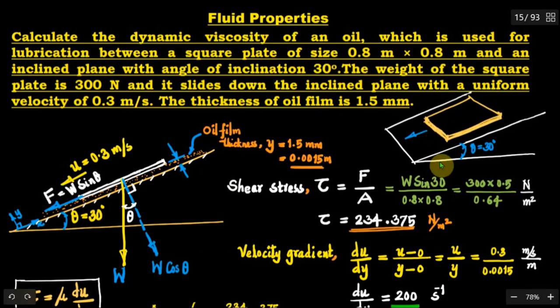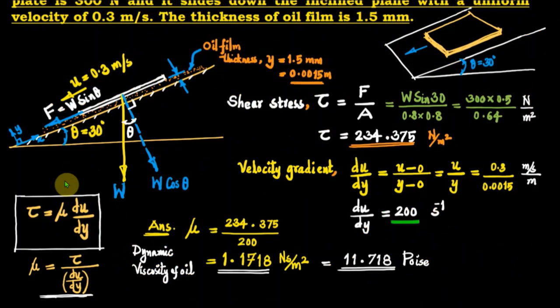Now consider this diagram. You have the square plate above the inclined plane and an oil is used for lubrication between the square plate and the inclined plane, and the angle of inclination is 30 degrees. Now we consider the 2D sketch of the situation given in the problem. Here we have the inclined plane inclined at an angle 30 degrees to the horizontal. We have the square plate, and in between the square plate and the inclined plane we have the oil film of thickness y equal to 1.5 mm.